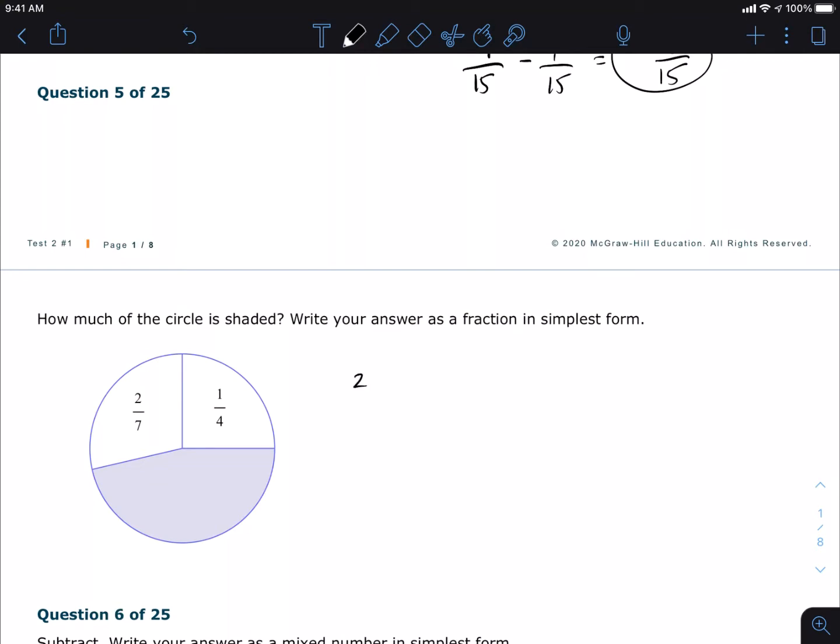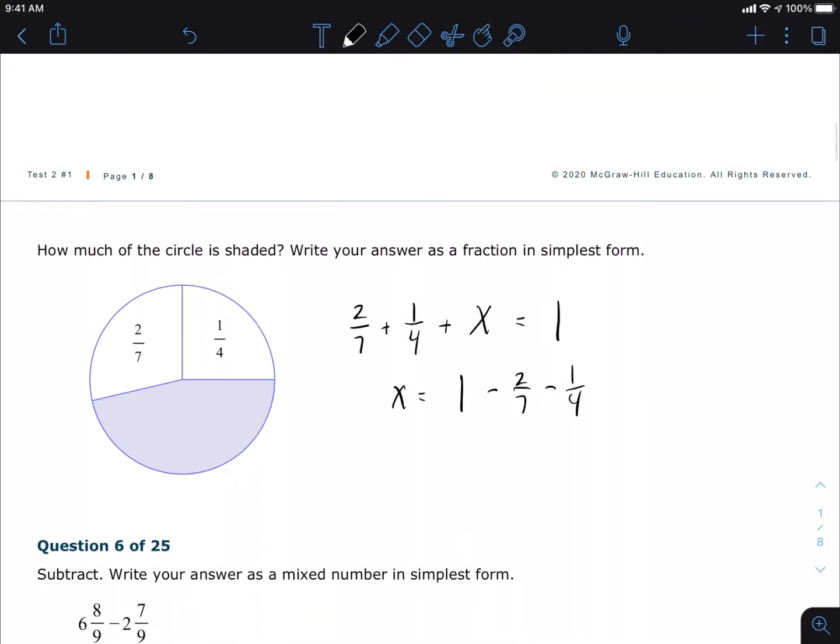We're basically going to go 2/7 plus 1/4 plus x should equal a whole, right? And then I'll move those two over, so I'm going to get x is equal to 1 minus 2/7 minus 1/4. Now, to be able to solve this, I'm going to have to get a common denominator. That's going to be 28.